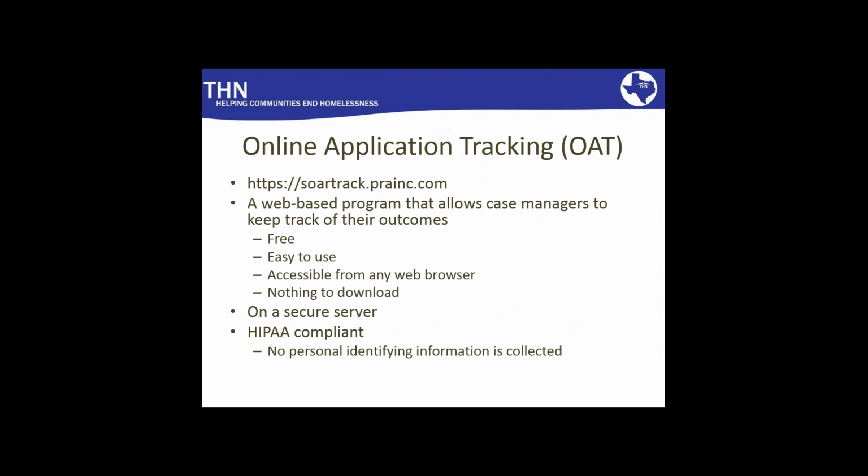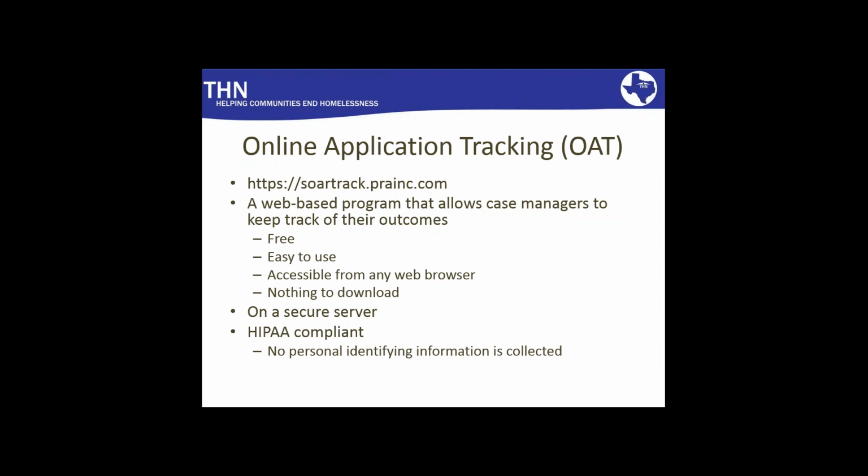So, tracking outcomes. Just so that you guys know, PRA, Policy Research Associates, has provided for all SOAR case managers around the nation an online tracking tool so that they can track their applications, as well as the community leads or the state leads can also review and track applications as well. This is a very easy web-based app for you to go to in order to track these online applications. The web address is, of course, soartrack@prainc.com. You can also get to the portal via SOAR Works.